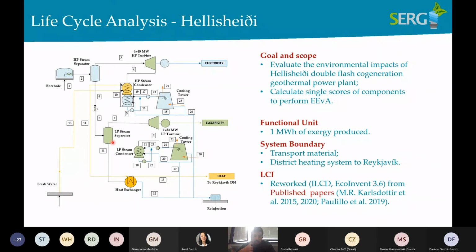After the exergy and exergo-economic analysis, an exergo-environmental analysis was to be conducted. Therefore, a life cycle analysis was required. Regarding the life cycle analysis, the inventory was taken and reworked from published papers, and the aim of this analysis was to calculate single scores for each of the components of the power plant.